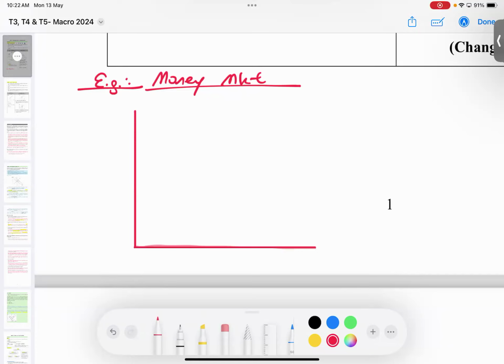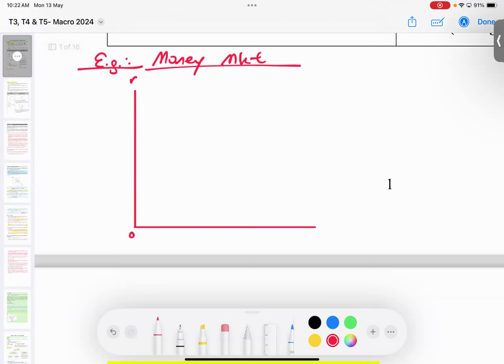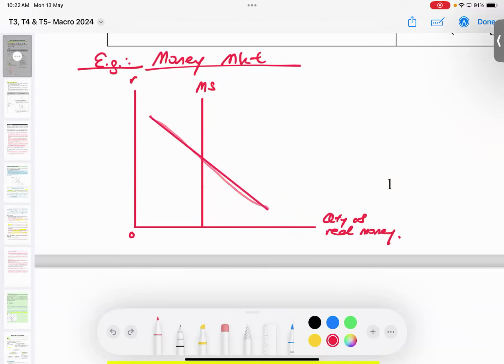You have the y-axis and x-axis, and the origin. This is your interest rate, and this is your quantity of real money. This is your money supply curve, and this is your money demand. You will learn more about this graph in the later chapters. I just want to show you graphically how this results in a higher interest rate.